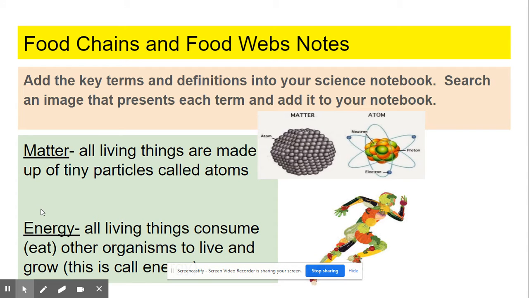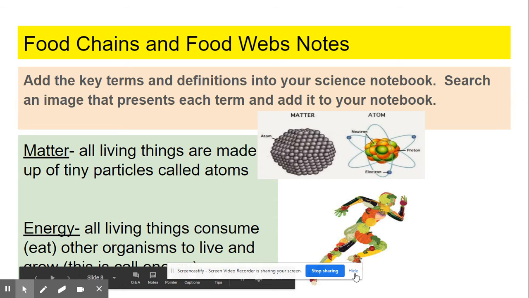Then the next two things that I want you to understand are the difference between matter and energy, because when we talk about food chains and food webs, we have a deep discussion continuously throughout the lesson about the differences between matter and energy. Matter is what all living things are made up of. These are tiny little particles called atoms. When they're all together, they make up matter. You are made up of matter. Any living thing is made up of matter, which is made up of these tiny little atoms.